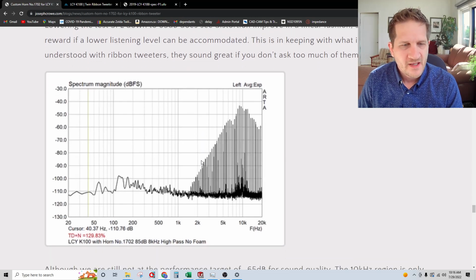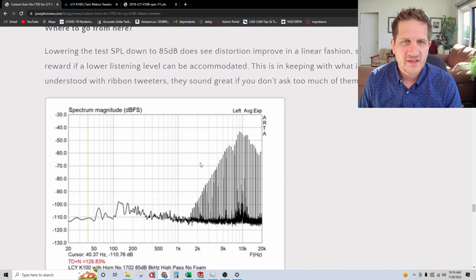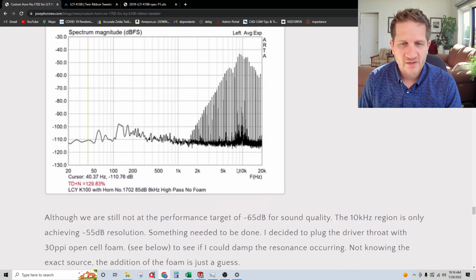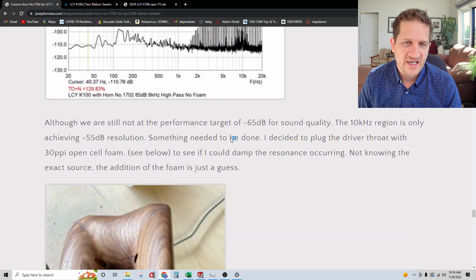And so I decided just to see if we perhaps should lower the test SPL down to 85 dB. And also I increased the high pass filter from 4 kilohertz up to 8 kilohertz, which is what the manufacturer recommends. And we can see that distortion actually lowers quite a bit to the point where we're almost at our target of minus 65 dB. Now, we can still see though that there's some distortion products still showing up, which I know I'm nitpicking here, but since we see it, let's see if we can actually deal with it.